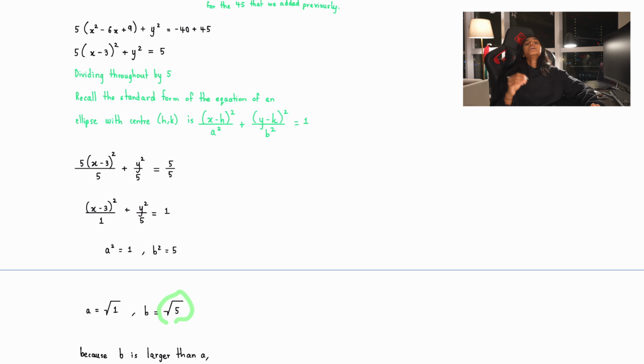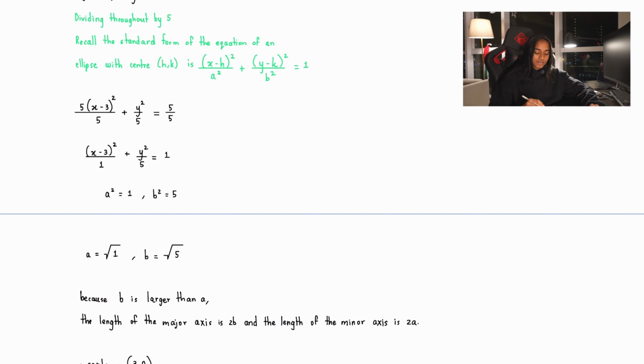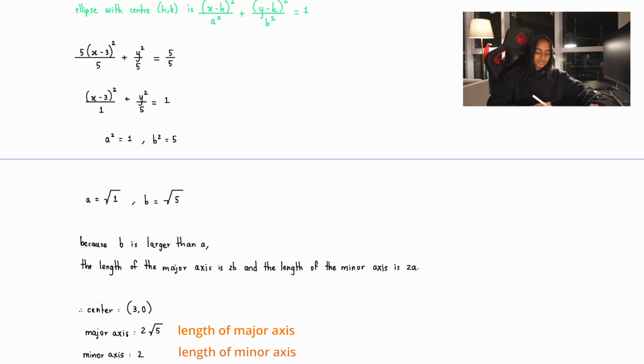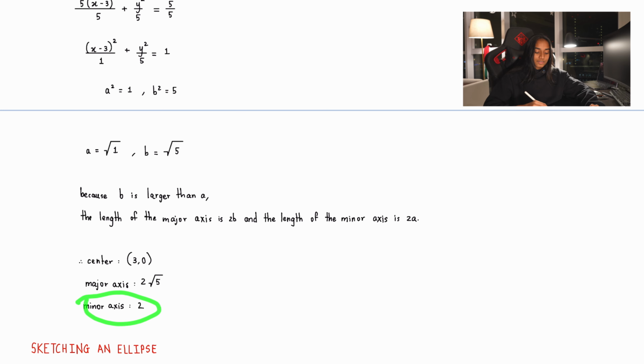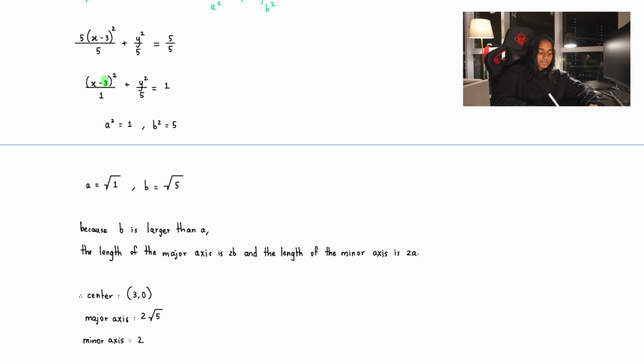Because b is larger than a, the length of the major axis is 2b and the length of the minor axis is 2a. So we have 2 multiplied by the square root of 5 for the major axis, and 2 multiplied by the square root of 1, which is 1, for the minor axis. And we know that the center would be (3, 0). And that's how you solve that question.